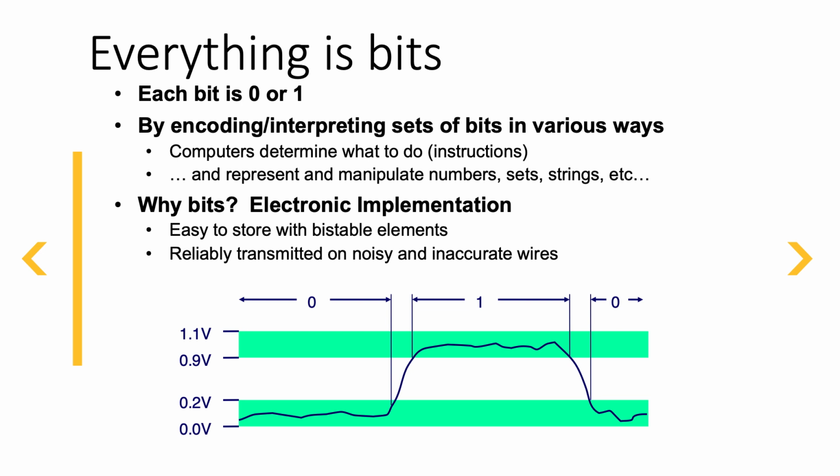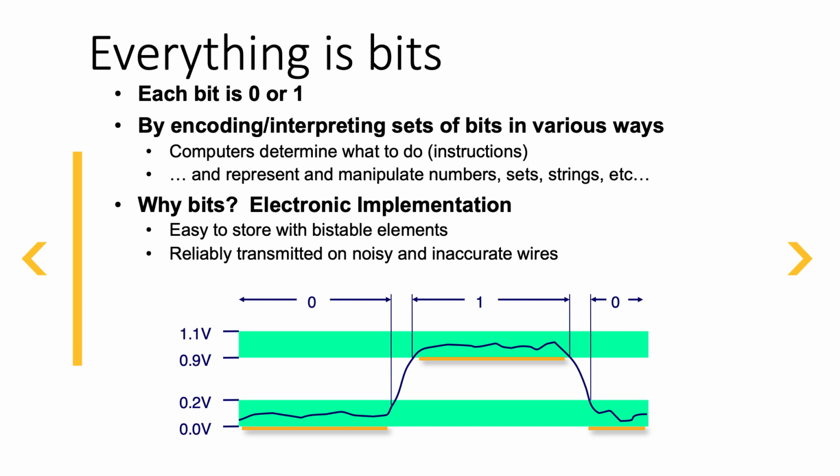The way that works is we define certain ranges of voltage to equal our zeros and ones. So we might say that between 0.0 volts and 0.2 volts represents 0, and somewhere between 0.9 and 1.1 volts, so around 1 volt, is a 1. As you can see from this diagram, we can have some play. We don't have to be right down at 0 to represent a 0. We can have a bit of a range.